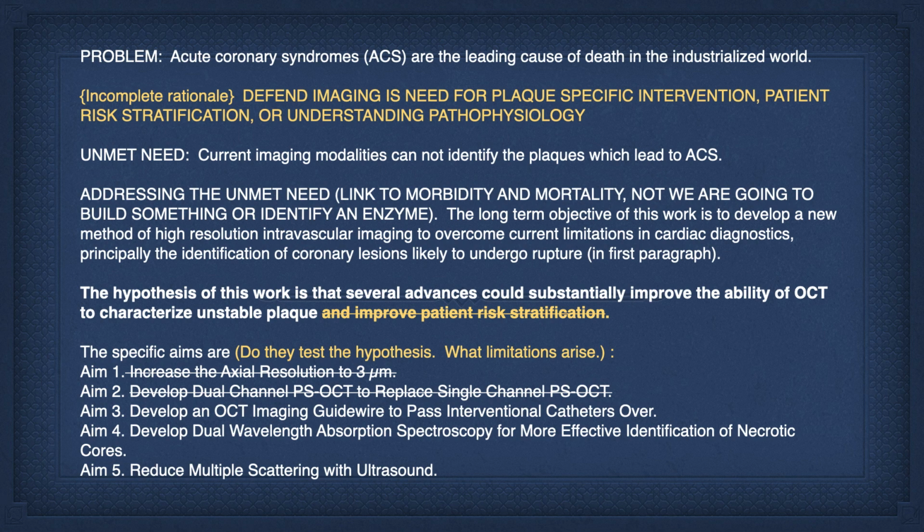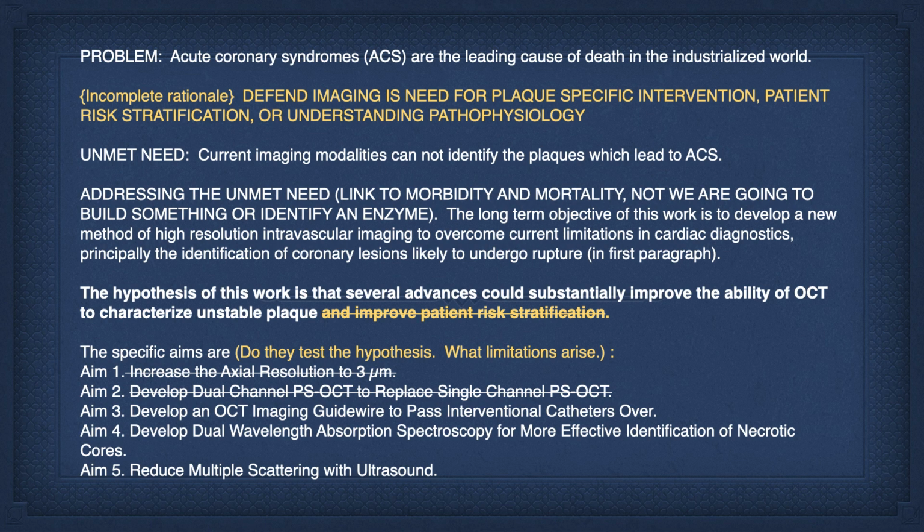So the problem in the rationale was you need to defend the need for imaging in the first place. So are there diseases where we don't need to image the tissue? Could we treat ACS without ever looking at the plaque? Absolutely. So if, let's say, Graves' disease, hyperthyroidism, do we actually need to look at the tissue of the thyroid to treat Graves' disease? No.